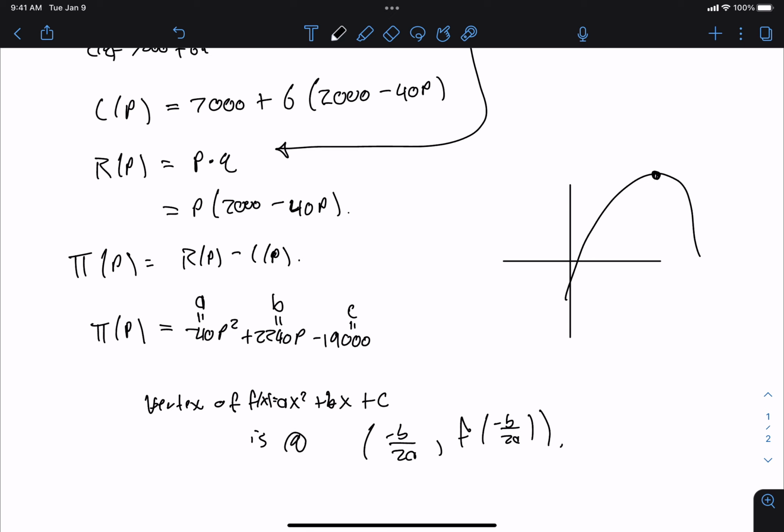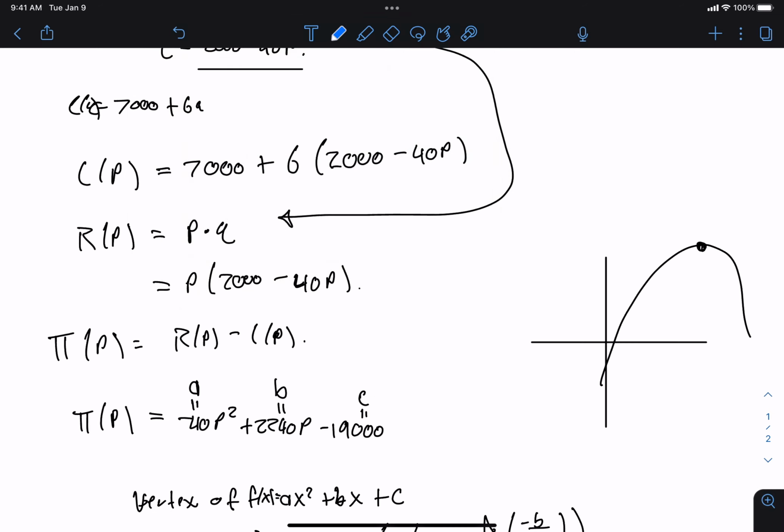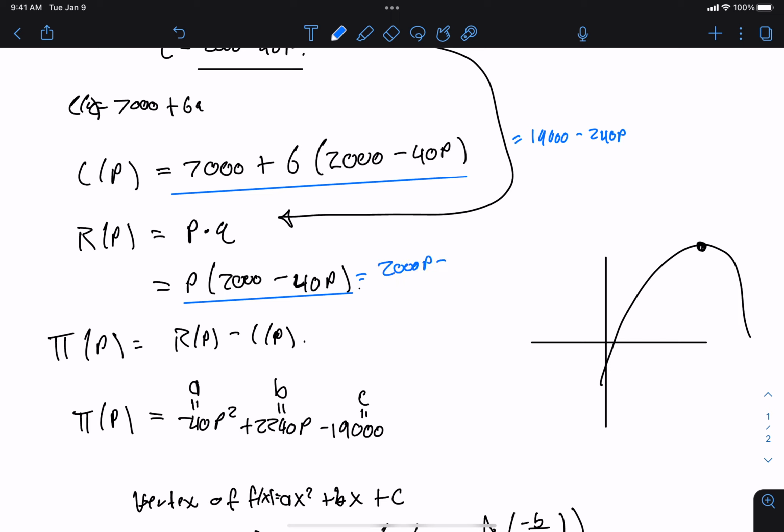Can you just go over how you get to the quadratic, the coefficients, from all the other numbers? Mm-hmm. So, if you take the cost function and multiply this out, what are you going to get? You'd get 12,000 plus 7,000, it's like 19,000, plus 240p, right? Is that right? Okay, and then if you multiply the revenue out, I would get 2000p minus 40p squared. And if I do r of p minus c of p, I'd get 2000p minus 40p squared, and then I would subtract from that 19,000 plus 240p.